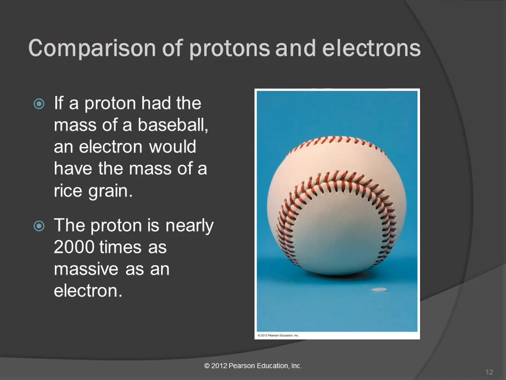If we said that a proton had the mass of a baseball, then an electron would be about the size of a grain of rice. So it helps to bring these into real life perspective. Baseball versus a grain of rice. A baseball's a lot bigger than a grain of rice. A proton's nearly 2,000 times as massive.